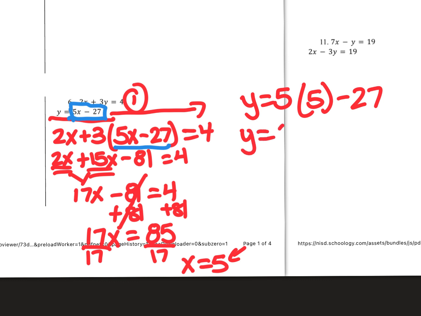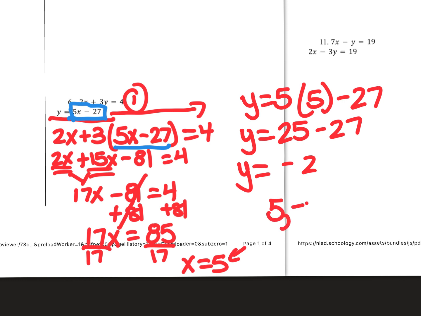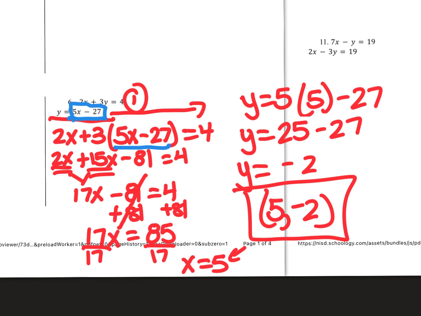So 5 times 5 is 25. Minus 27. And y equals negative 2. So my solution is written as an ordered pair. I have 5 comma negative 2, and there you go. That is how I solve it by substitution. How can you check to make sure that this answer is correct? Well, take that ordered pair and plug it in to both of those equations. If it makes both of them true, you know you got it.